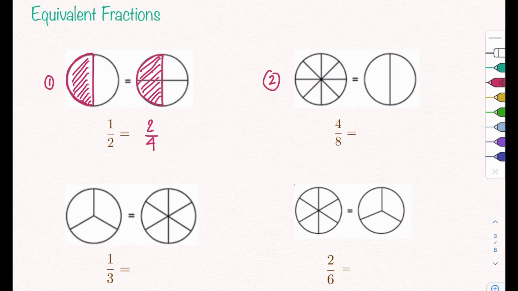Second example here, we have 4 out of 8. And that means that the circle is divided into 8 parts. And out of the 8 parts, we need to shade in 4. So I'm going to shade in 4 out of the 8.